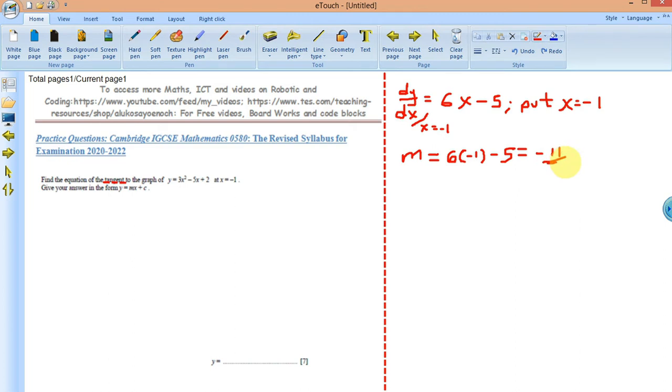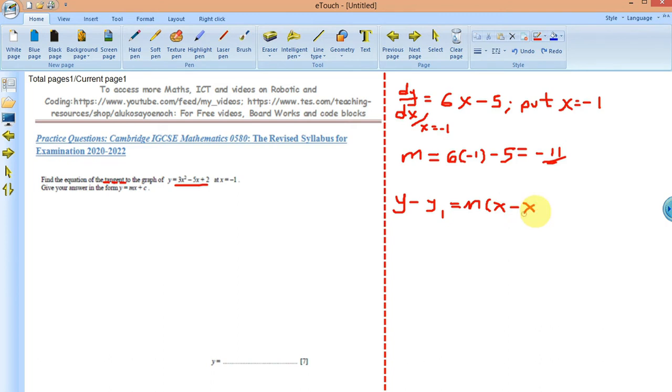That's the gradient of the equation. So now we want to find the equation of the tangent to this curve with the given gradient. Generally, how do you write that? The equation of a line parallel or perpendicular to another line is given as y minus y1 equals m into x minus x1.